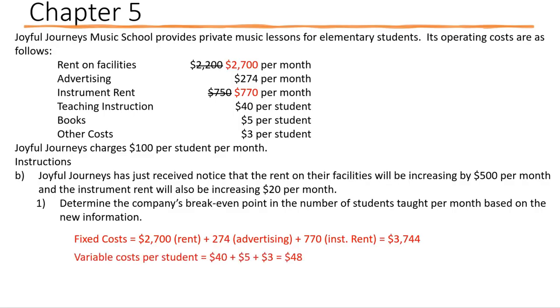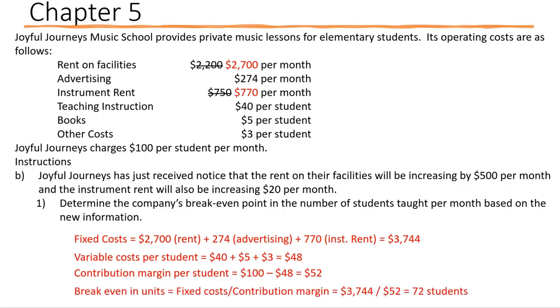Variable costs stay the same. The teaching, instruction, the books, and the other costs, so $48. If we're not changing our price, our contribution margin per student stays the same. And now our break-even point in the number of students taught is our fixed cost divided by our contribution margin, 72 students.